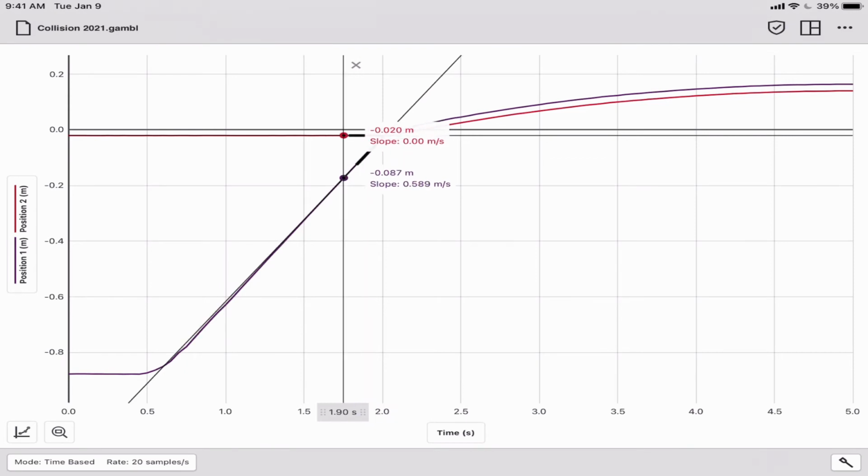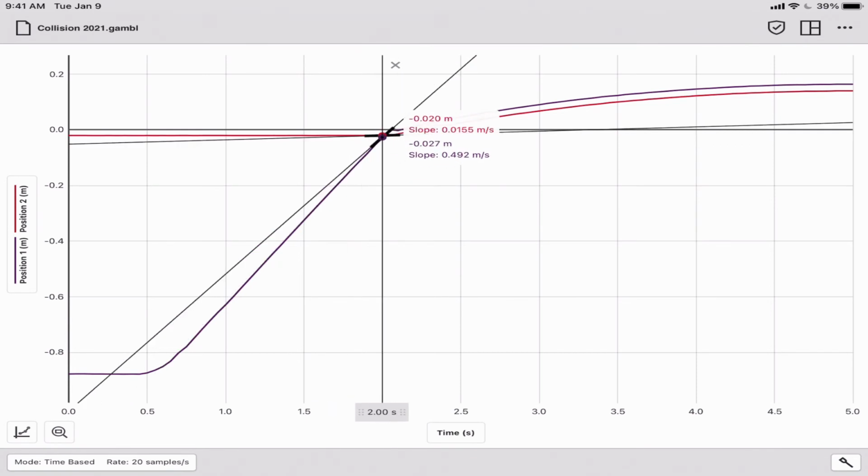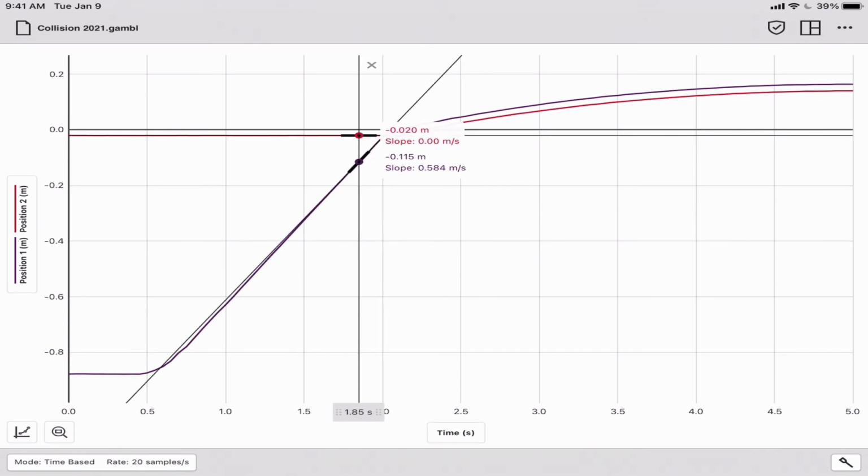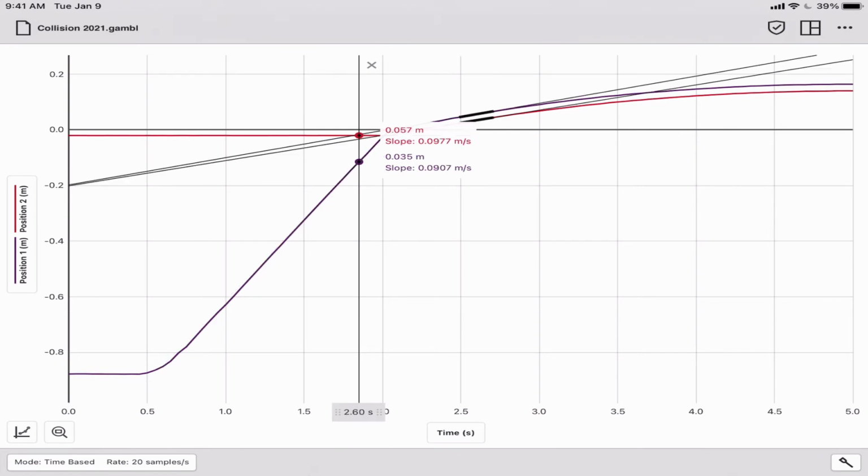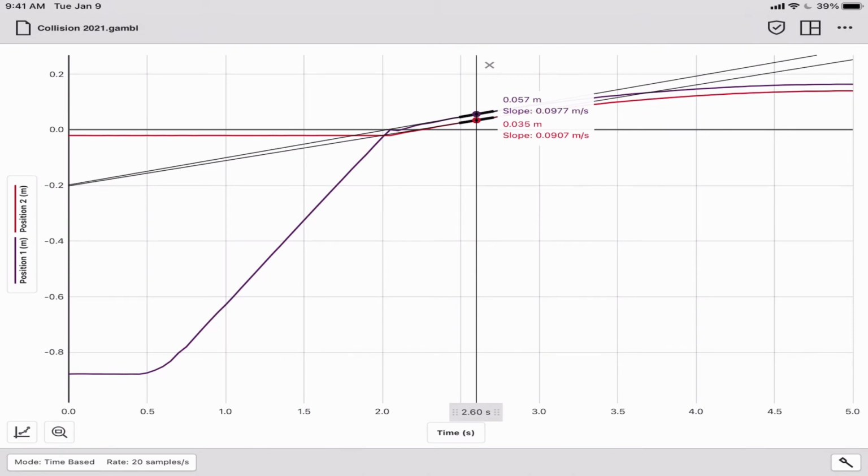You might have a little bit different because you might choose a little bit different point in time, and that's absolutely fine. That's where the data acquisition is different for us. Then record your velocities of each of these before the collision. Then after the collision, you record the velocities as well.